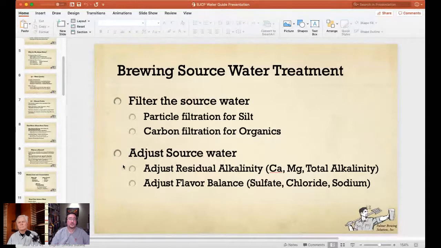Next, you would adjust the source water by adjusting the residual alkalinity of the water, and this is your calcium, magnesium, and alkalinity adjustments. You can also adjust the flavor balance by selecting which brewing salts you use to make those calcium adjustments. You can manipulate your sulfate and chloride ratio.